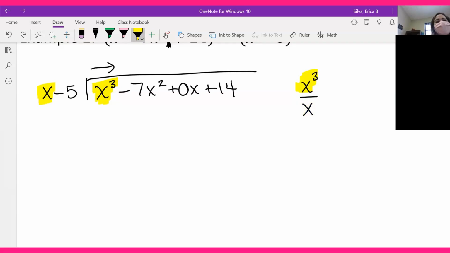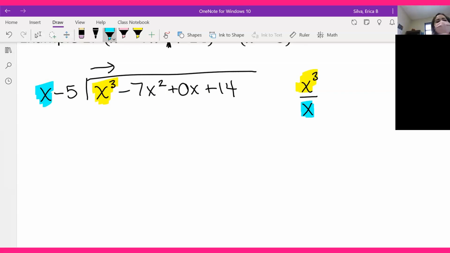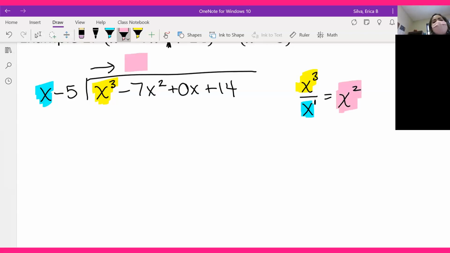Actually, let me use two different colors. There we go. And x cubed divided by x is going to be x squared. Because remember, when we have no exponent, that means there's 1, and we subtract our exponent. So 3 minus 1 is 2. This number that we get here will be my first number up here, x squared.